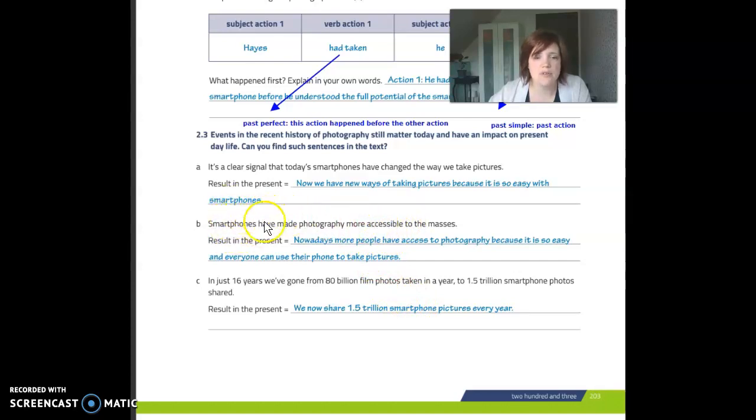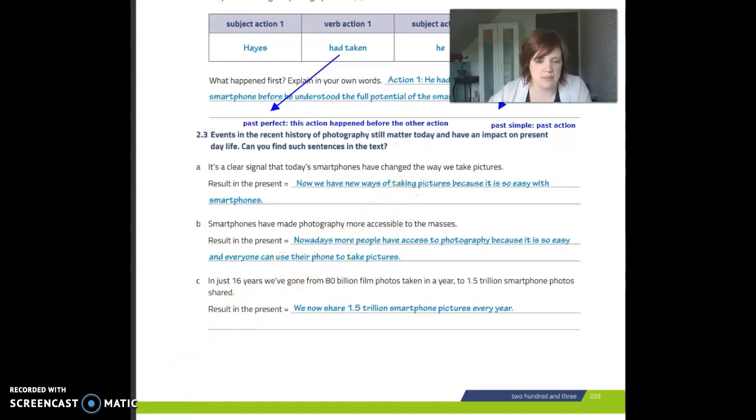Smartphones have made photography accessible. We have gone from 80 billion photos to 1.5 trillion. Smartphones have changed the way we take pictures. Let's also have a look at the blue grid on the next page and see what we need to do with that.